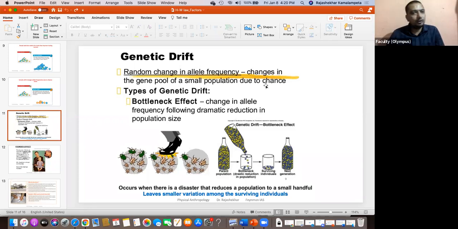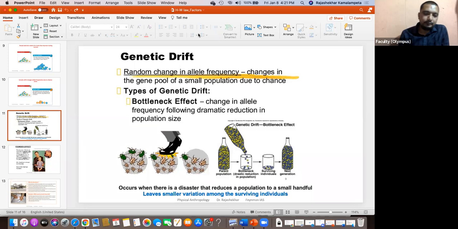So here we are learning about factors that influence Hardy-Weinberg equilibrium. So it should change the gene and genotypic frequencies. And here we are talking about random chances making that change, random chances affecting the genetic diversity. What are those random chances and why do they only affect small populations?